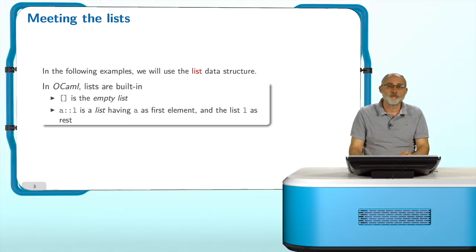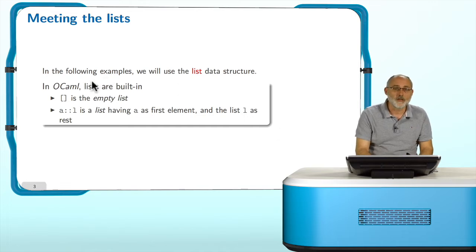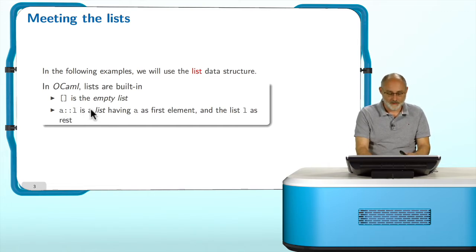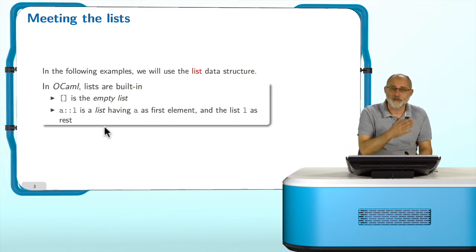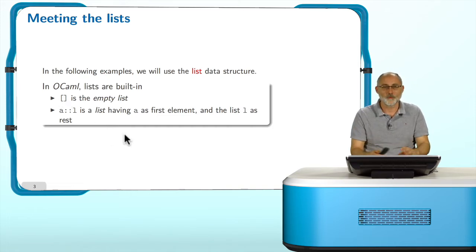So, let's start by meeting the list data structure. This data structure is built in OCaml, it is predefined, you have special syntax for this. So, in particular, this square brackets, open and close, is just a representation of the empty list, and this A, colon, colon, L is a list that contains A as the first element and L as the rest of it. And of course, you have already seen an example where if you put elements inside the list, that's a list with a few more elements in it.